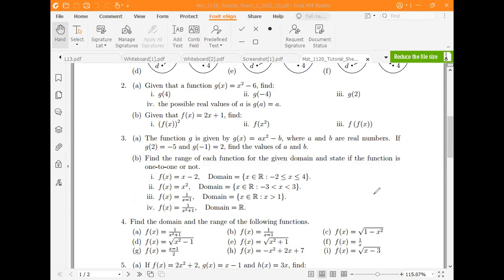To the same question 2b, we have a function f of x, a function 2x plus 1. Find f of x squared. So this one, we just place 2x plus 1. This is our f of x. Now we are told we should square it. So we square it and then we are done.